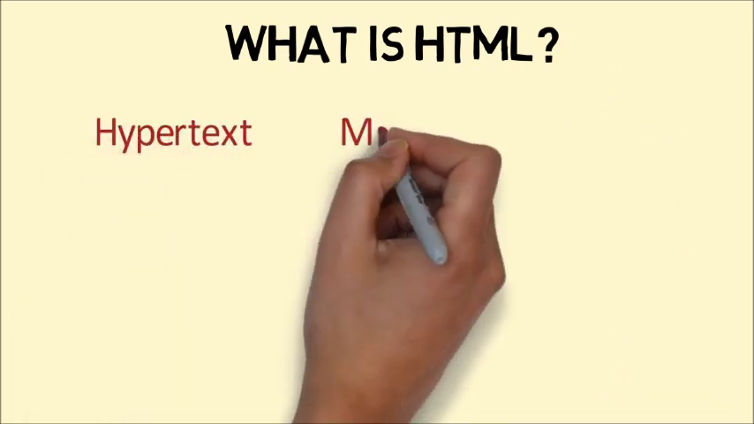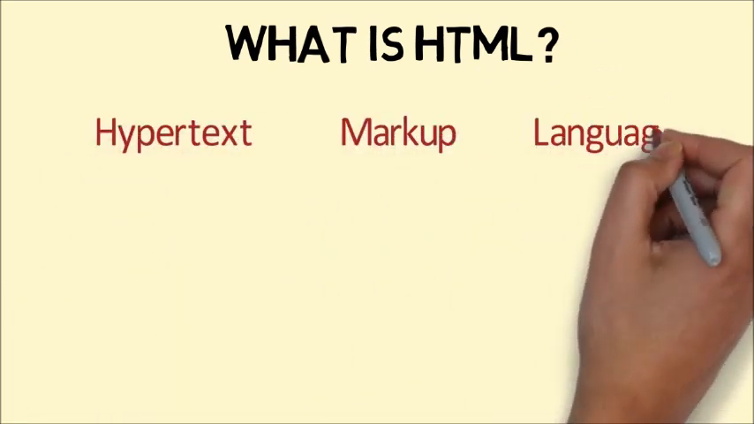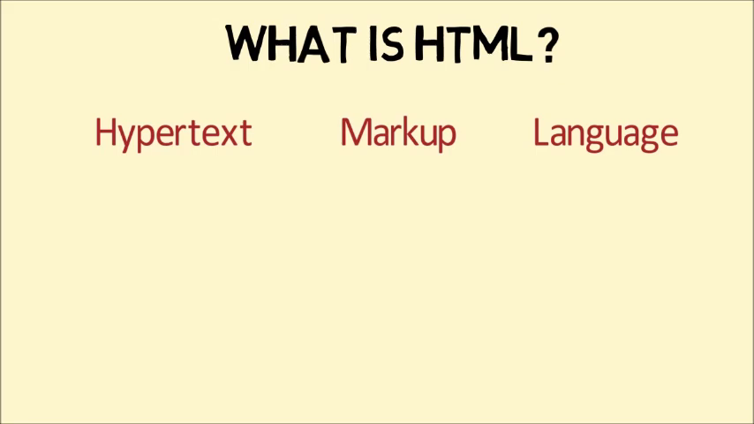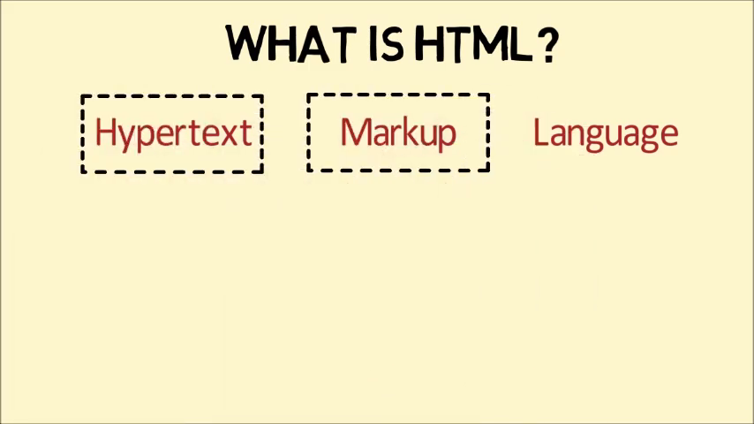Formally, HTML, also called the Hypertext Markup Language, is a markup language that is used to design web pages on the internet. The word HTML is made of three important words: hypertext, markup, and language. Let us first understand these terms.